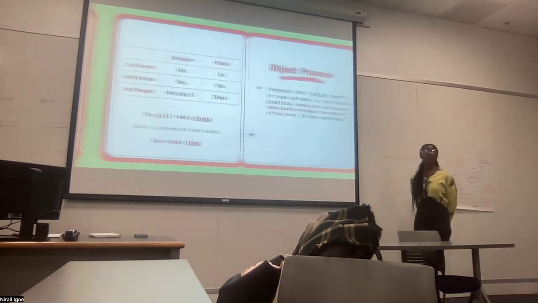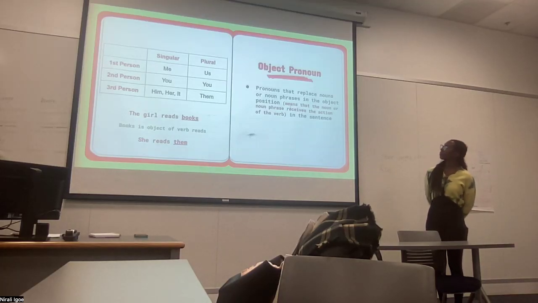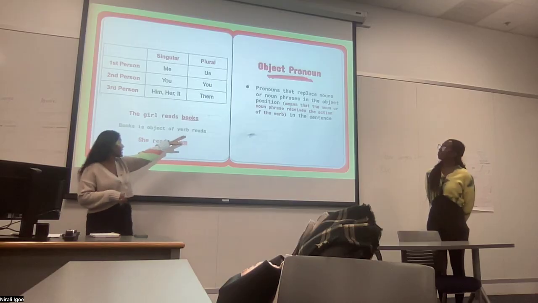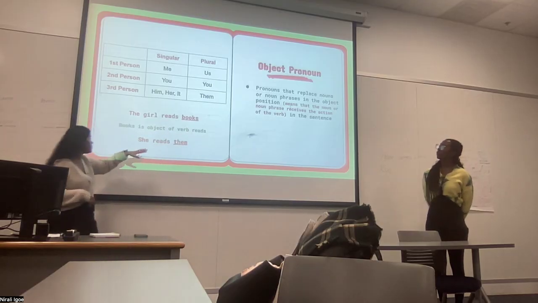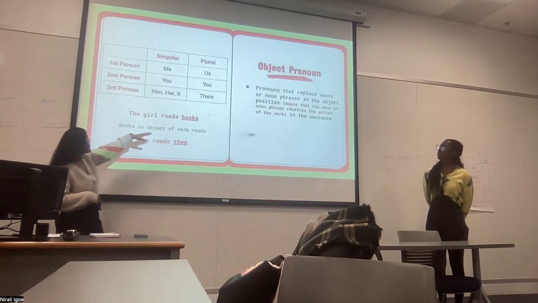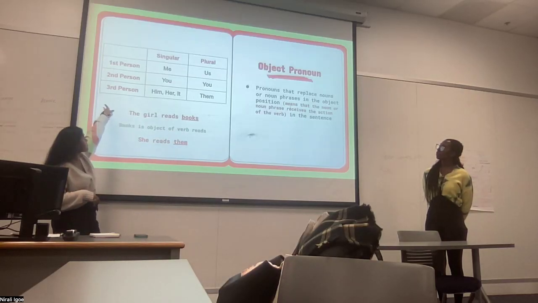Got it. Okay, so of course we have our subject and then we have our object. Our object pronouns replace the nouns or noun phrases that are in the object position. Object position means the noun or the noun phrase that receives the action of the verb. Okay? So our sentence, "The girl reads books." Books in this sentence is the object. It's what's being read, okay? We replace it with them. "She reads them," right? Because it is plural and it is third person.